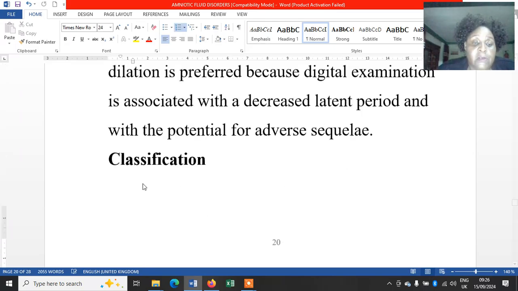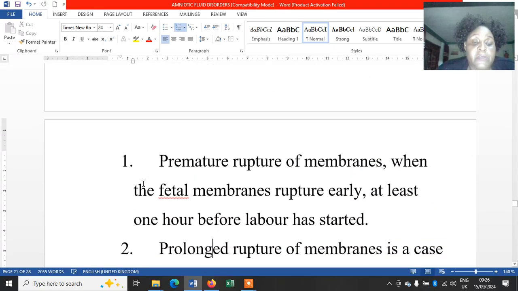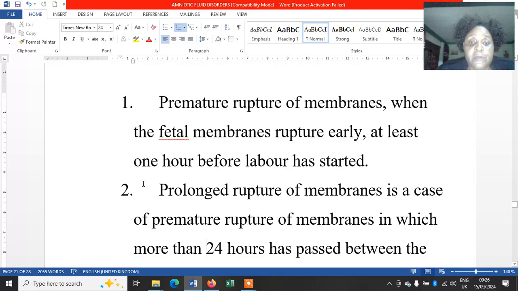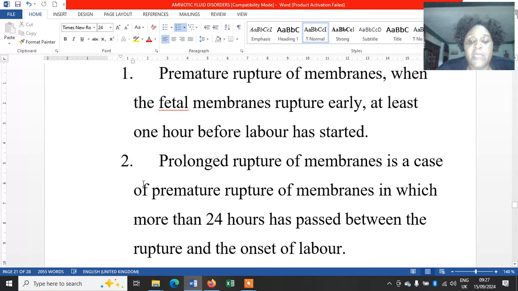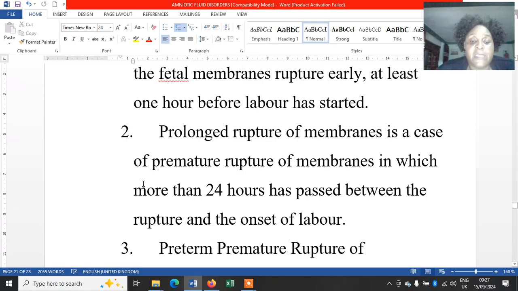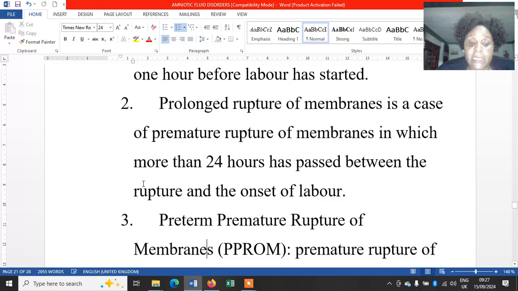So, when we talk of premature rupture of membranes, what may be the classification? We have said there is what we call premature rupture when the fetal membranes rupture early, at least 1 hour before labor has started. Then prolonged rupture of membranes. This is the case of premature rupture of membranes in which more than 24 hours has passed between the rupture and the onset of labor. 24 hours, that is about a day.